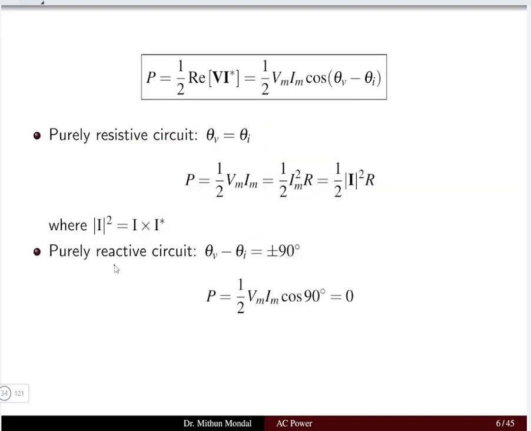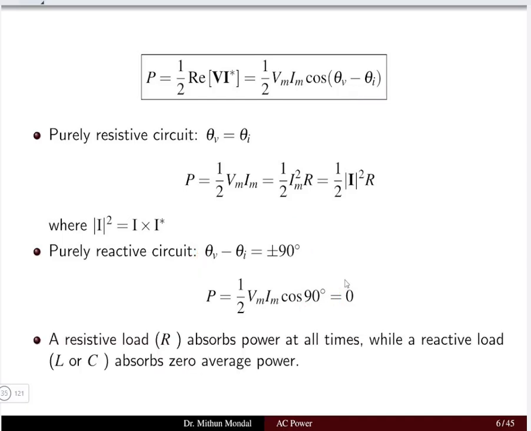Now, if you have a purely reactive network, meaning either the inductor is there or the capacitor is there, then the phase difference between the voltage and the current will be plus minus 90 degrees, depending upon whether it is an inductor or a capacitor. Now here you see it, if I substitute cos of 90, because the phase difference between the voltage and current will be equal to 90 degrees, then the power will be zero.